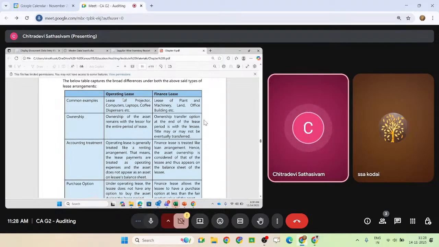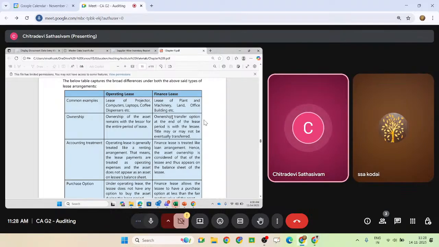Operating means the ownership will stay with the lessor only. Here, finance lease means it gets transferred, more or less like a hire purchase, you can say. But hire purchase means that from the beginning itself it will be defined clearly that at the last installment it will go. Whereas for the financial lease, he will be given the option.